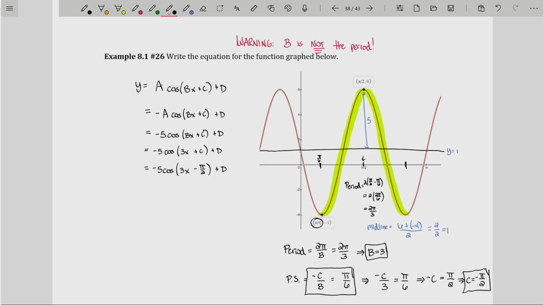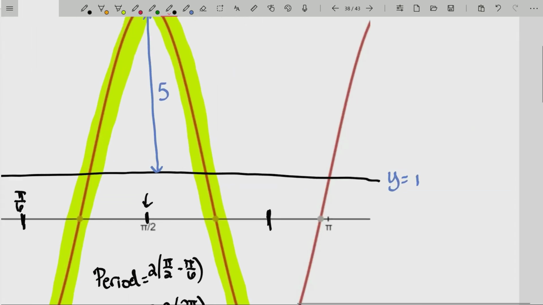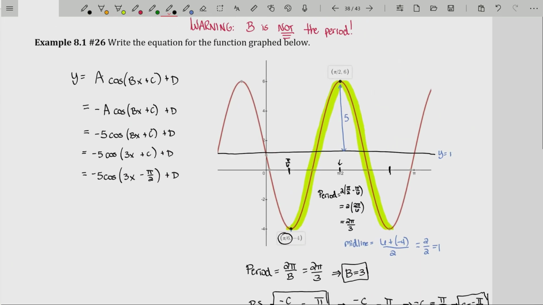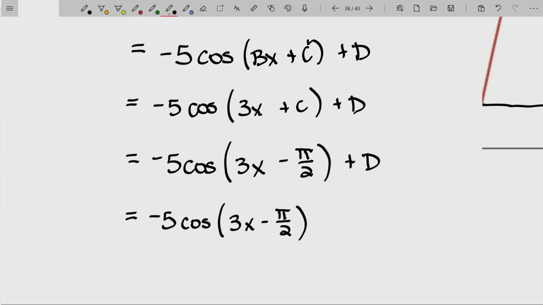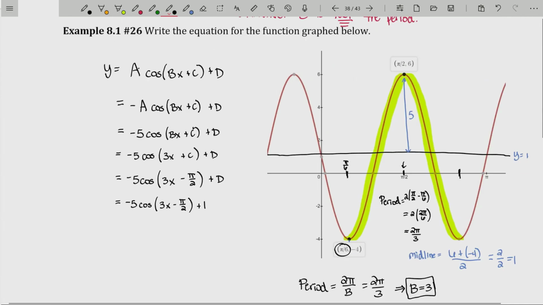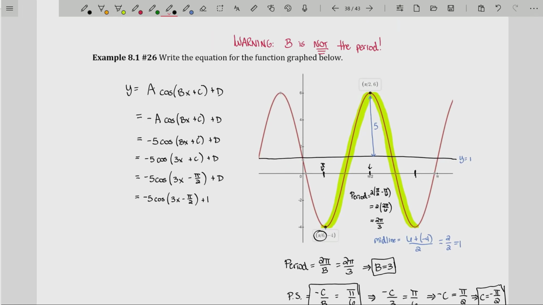There we go. Finally, d is just the vertical shift. How far up or down? And that one is just the midline. It's y equals 1. So we are completely done once we write plus 1 here. Equals negative 5 cosine of 3x minus pi over 2 and then plus 1. That is one function that describes this curve.